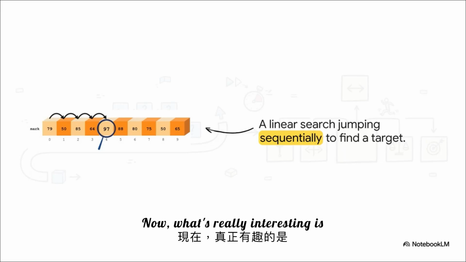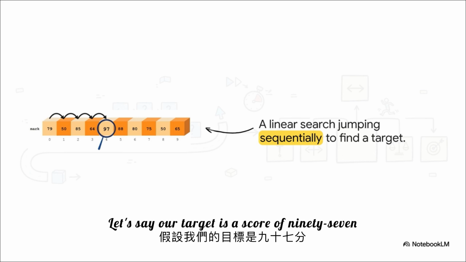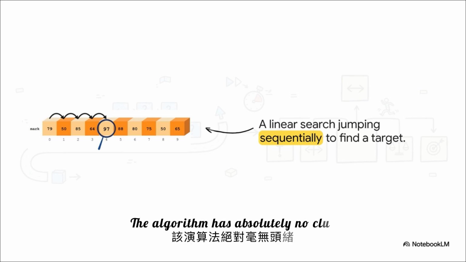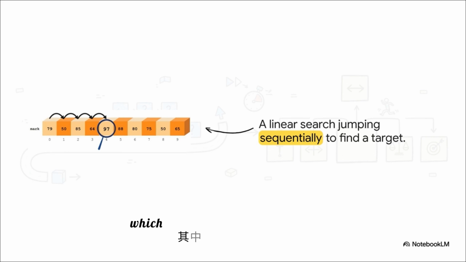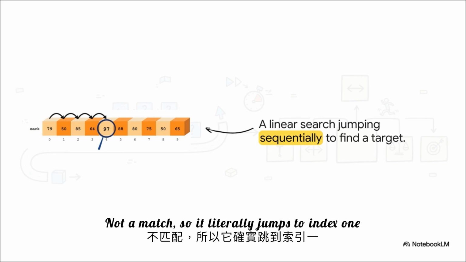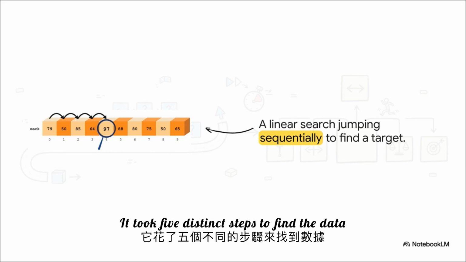Now, what's really interesting is how this physically plays out in an array of test scores. Let's say our target is a score of 97. The algorithm has absolutely no clue where 97 is, so it has to start at index 0, which holds the number 79. Not a match. So it literally jumps to index 1, then index 2, index 3, and finally hits index 4, where it finds our target of 97. It took 5 distinct steps to find the data.